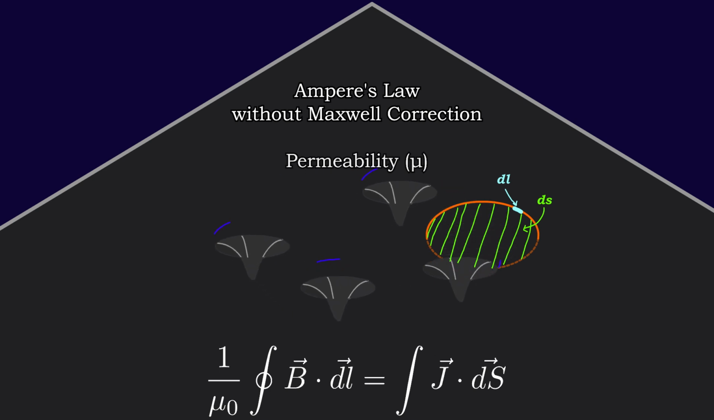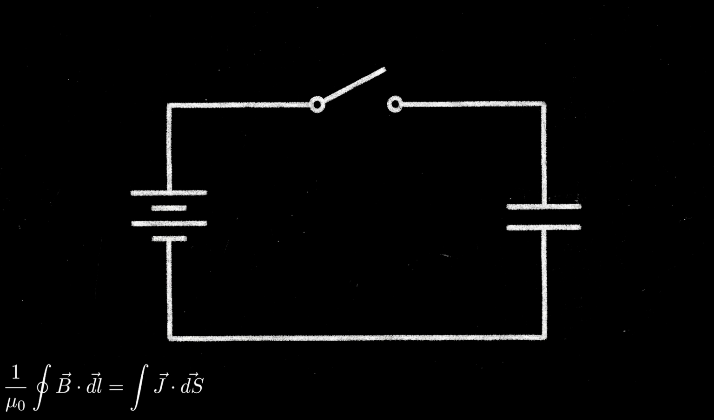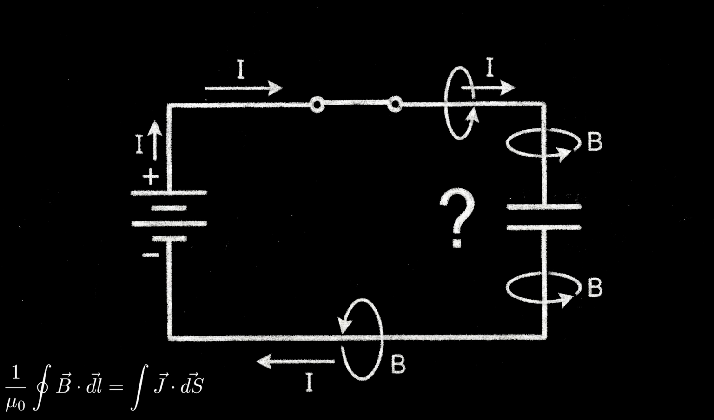But Maxwell realized something was wrong with this equation. Let's look at the real world first. Imagine a simple circuit with a capacitor, two metal plates separated by empty space. When we turn on the battery, current flows through the wires. Ampere's law tells us this moving current creates a magnetic swirl around the wire. But there is a problem.